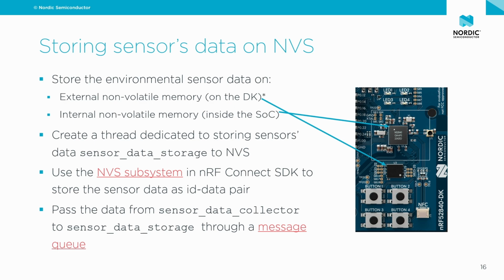Now, how do we move the data from the sensor data collector thread that we defined in video 2 to this new thread, the sensor data storage? We will simply use a message queue that will handle that part for us.